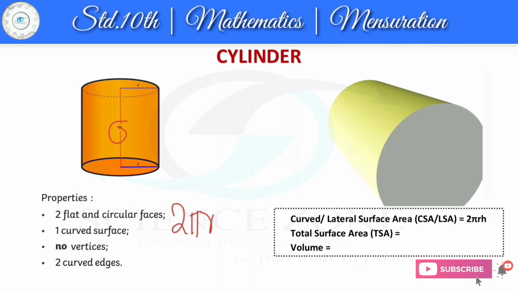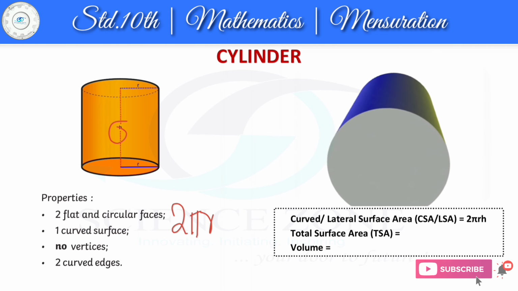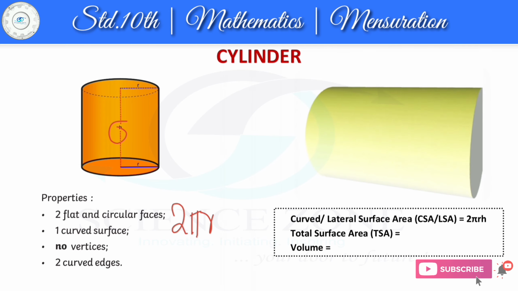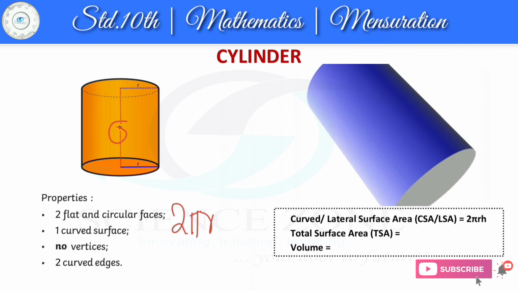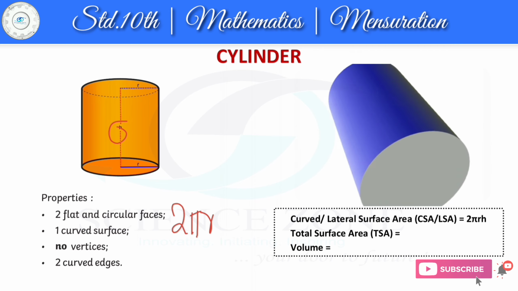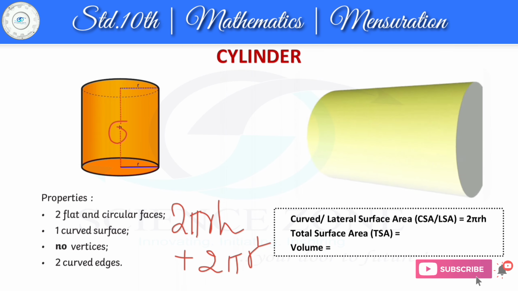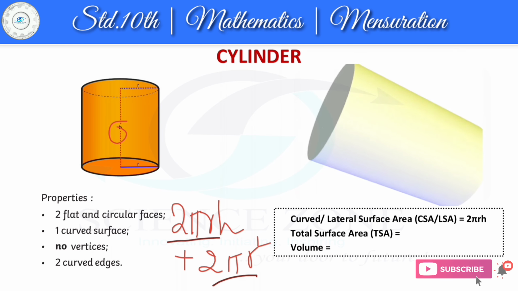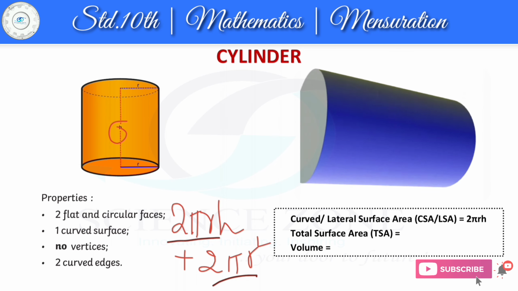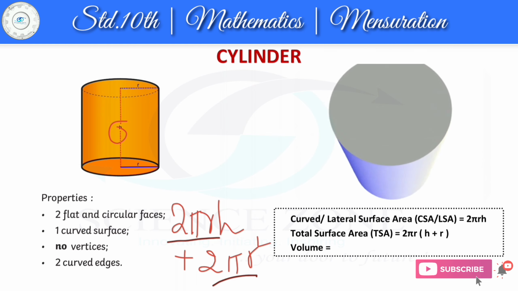Now to find total surface area, we have to add the area of top and area of bottom. In the case of cylinder, the top and bottom are circles. The area of circle is pi r square. So to find total surface area, we have to add the areas of the circles to the curved surface area. There are two circles, so we have to add 2 pi r square. Now we can clearly see that 2 pi r is common in both the terms. So we take 2 pi r common and then we'll get our formula for total surface area, which will be 2 pi r into (h plus r).